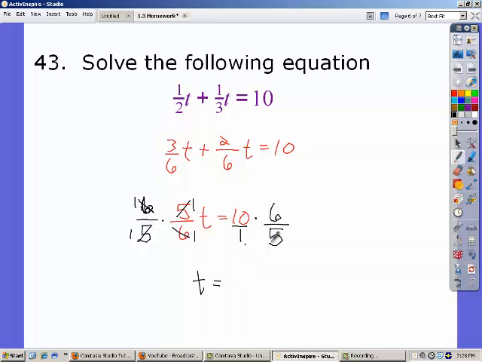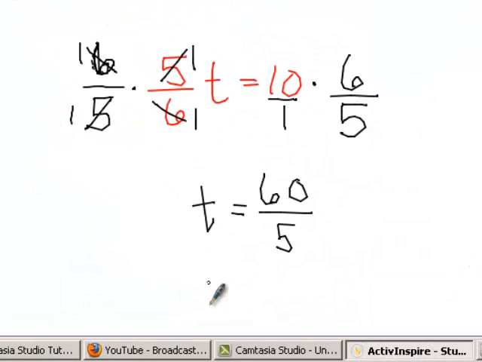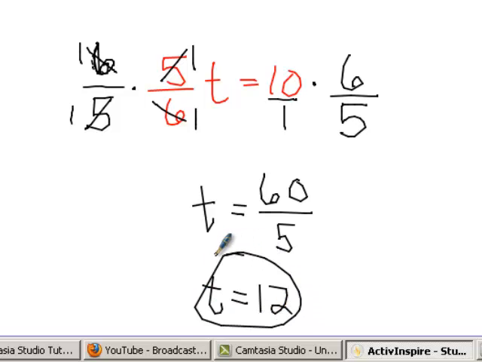So now over here on the right, what's 10 times 6? Right, that's 60. All over 1 times 5, which is 5. But remember, for me, you have to reduce down the fraction if you can. And 60 over 5 I know can reduce because this ends in a 5 and that ends in a 0. So when you divide, you're going to get 12. And that is your final answer for t.